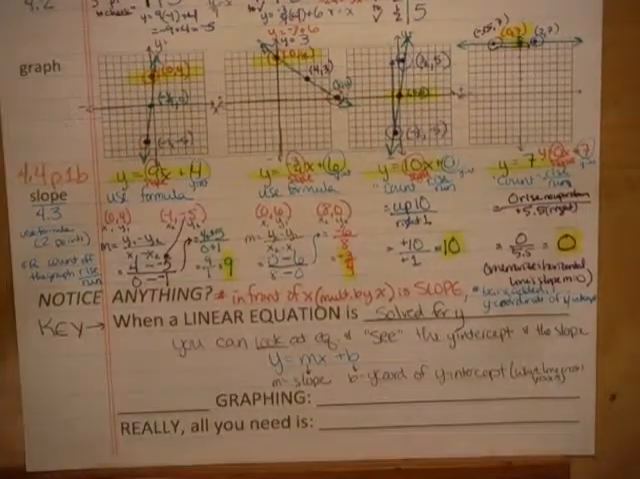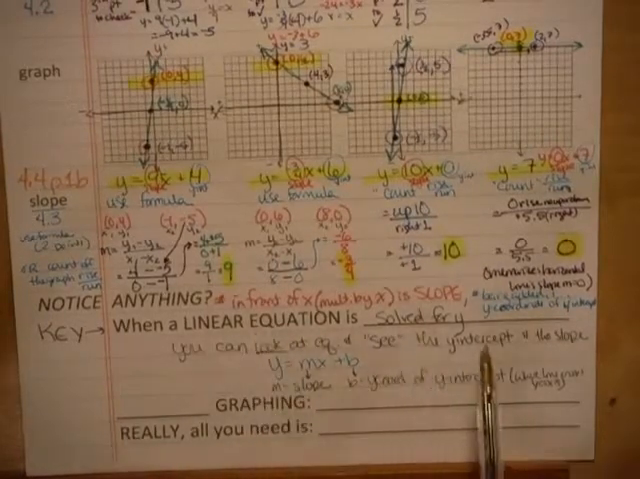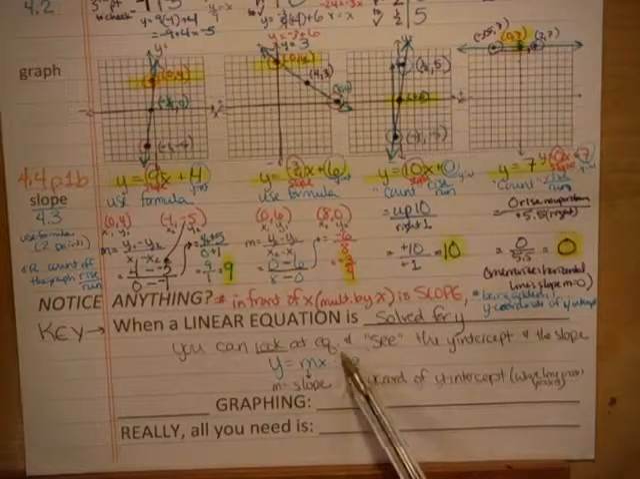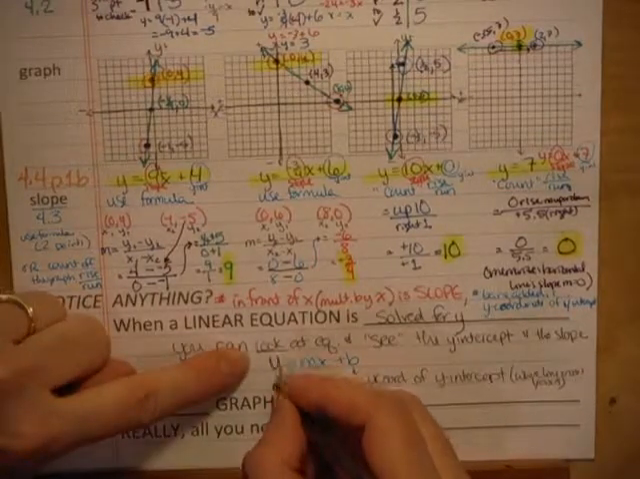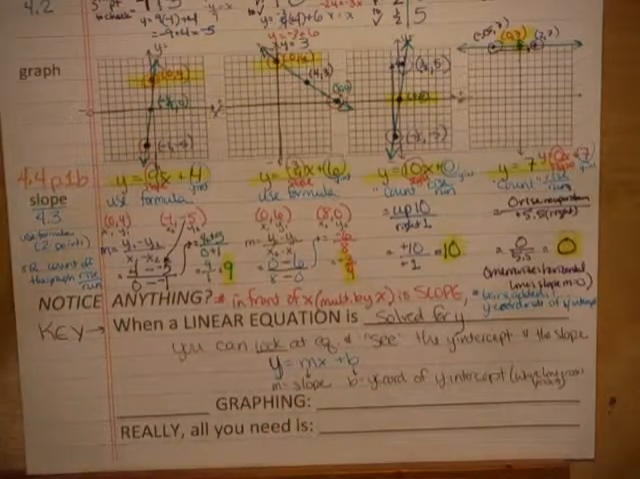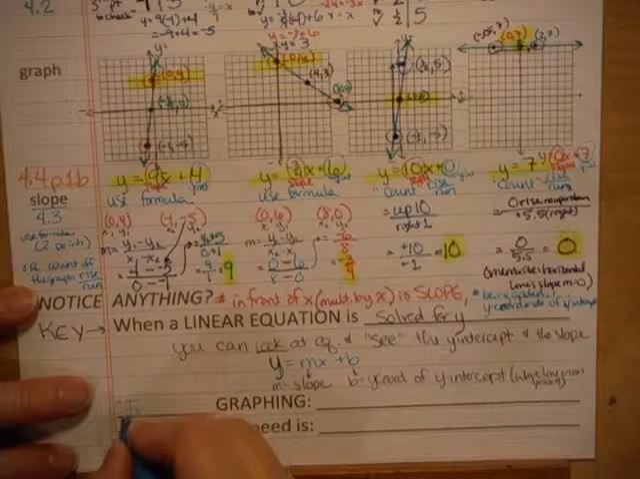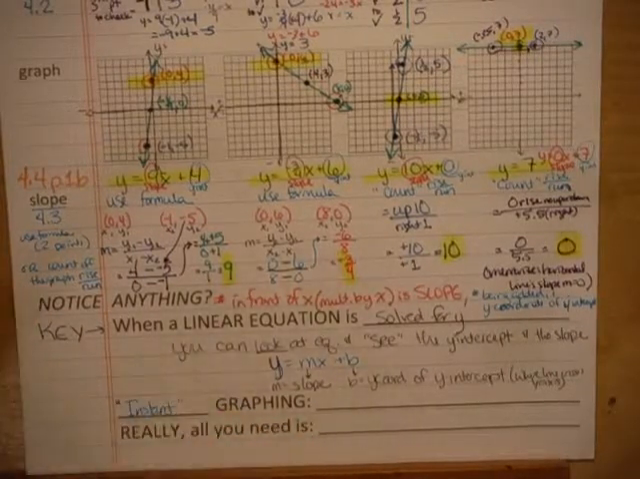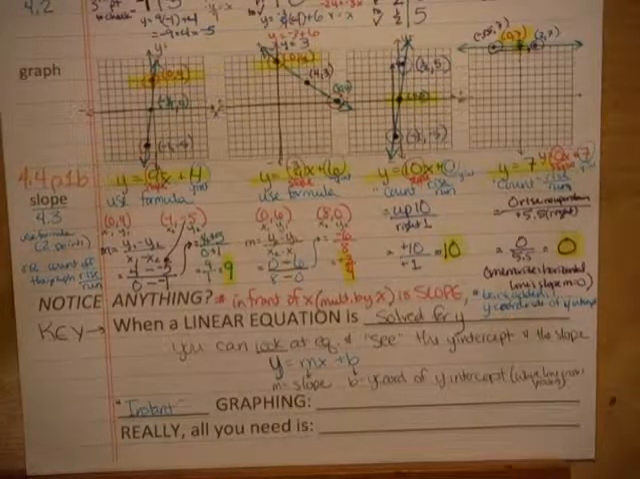Okay. So when a linear equation is solved for y, you can see the y-intercept and the slope. In front of the x is your slope. The number that's being added here is your y-coordinate of the y-intercept. But the key is it has to be solved for y. Y has to be by itself on one side. This is what I call instant graphing. This is what we've been waiting all of chapter 4 for. What I've been waiting all term for. This is just one of my favorite sections to teach.